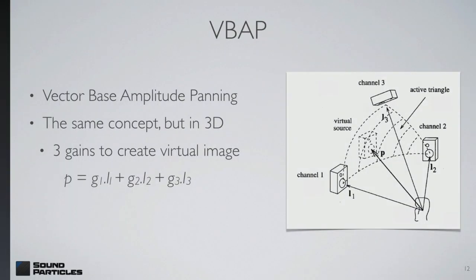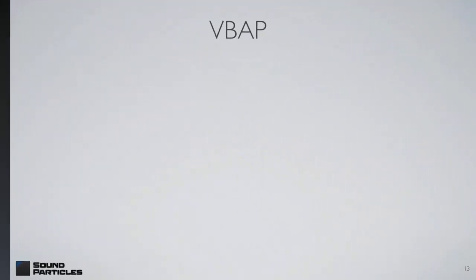So essentially, the same concept, 3 gains. Considering that this vector P represents the desired location that you want the sound to come from, you use these 3 gains, considering the vectors of the positions of the speakers, and by doing this, you get the sound coming from that target position. And also make sure that the sum of the squares continues to be equal to 1 to make sure that the power is always the same.